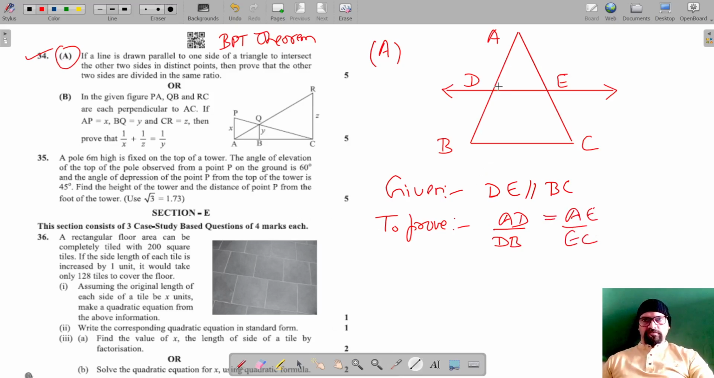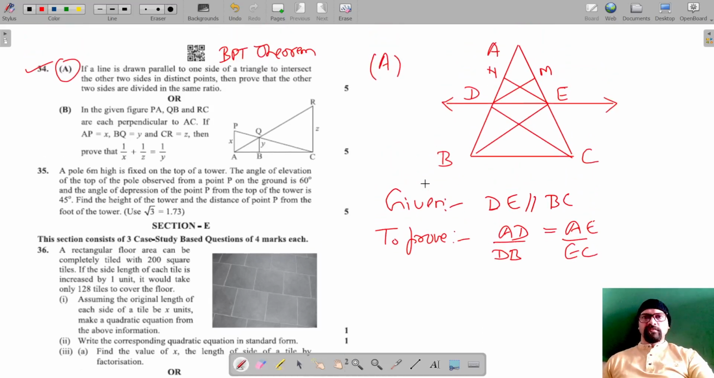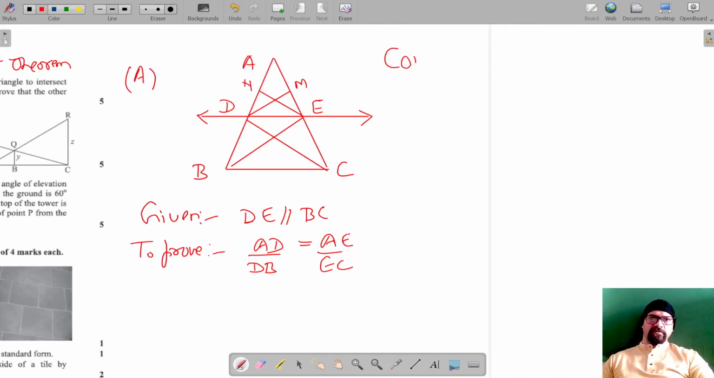For this, we are going to do some construction. We are going to draw perpendiculars from D to AC and from E to AB, and we are going to join DC and BE. So this is DM and this is EN. The construction I have done here is to draw DM perpendicular to AC and EN perpendicular to AB.